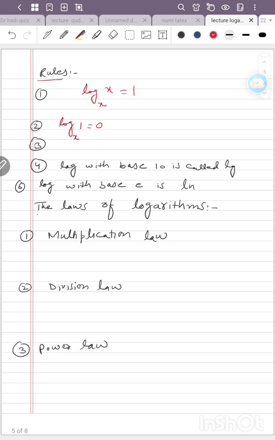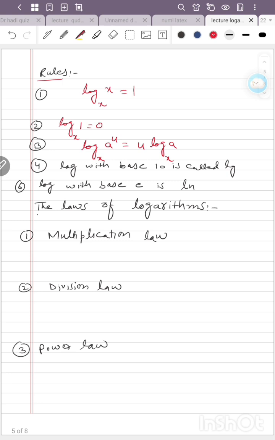Now the next rule: if the base is x and the argument has a power a, the power will come at the start, a log x base x. Okay, the only discussion about the power is that it goes at the start.